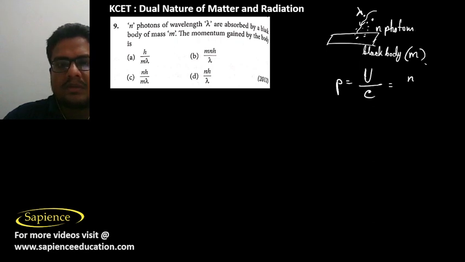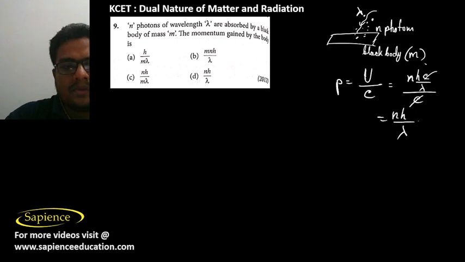This is n, the number of photons, into the energy of each photon, hc by lambda, divided by c. The c and c will cancel, so this is nh by lambda. So option D is the correct answer.